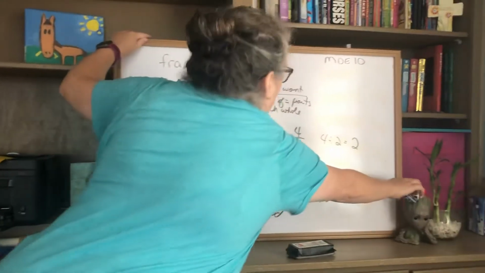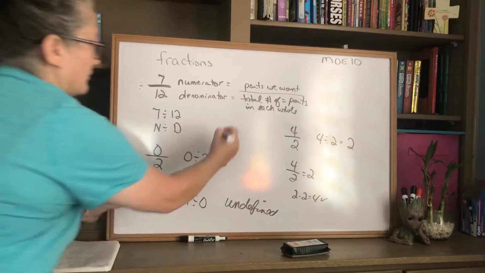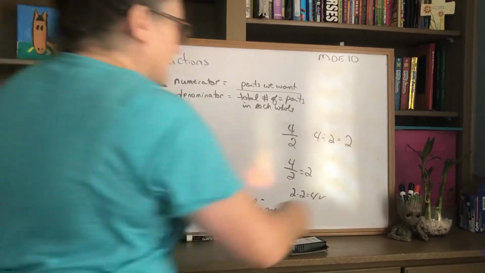I'm going to get another color marker so it stands out. And if I have, over here, oh, my marker's dead. Isn't that always the way it happens?